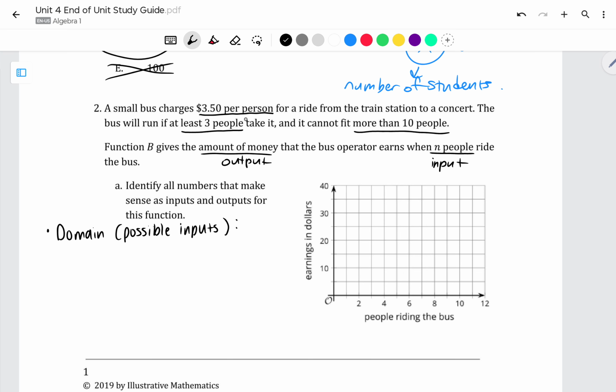It says at least 3 people and at most 10 people. So the domain here is 3, 4, 5, 6, 7, 8, 9, and 10, right? Only the amount of people from 3 to 10. And you can't say all the numbers in between, okay? Because that would include 3.5, 3.2, 3.7, 3.8. You can't have point something per people, right? So that is not going to work. And then all the possible range, the range is all possible outputs.